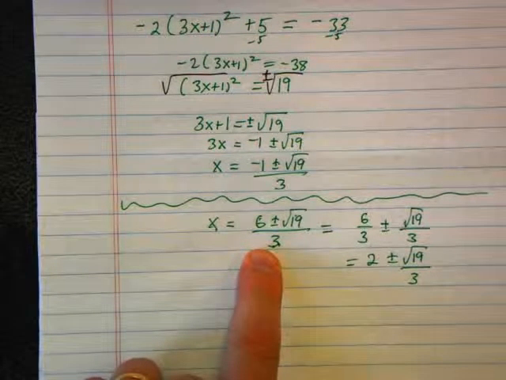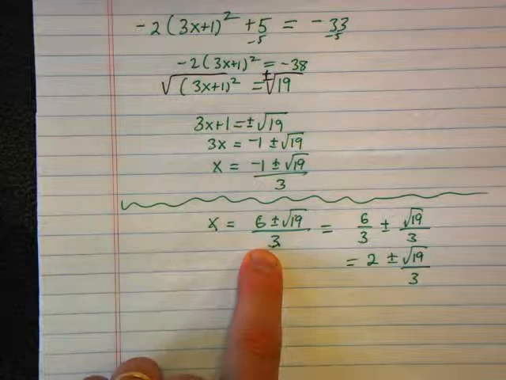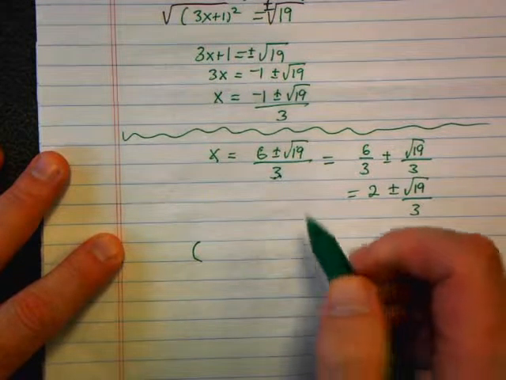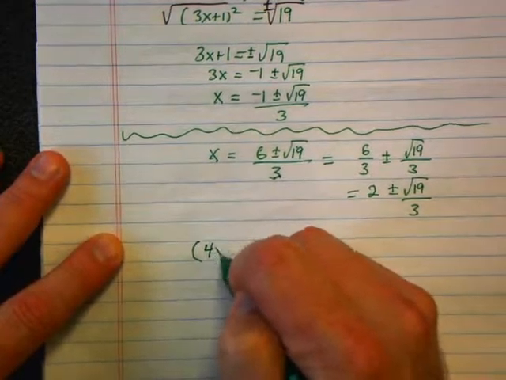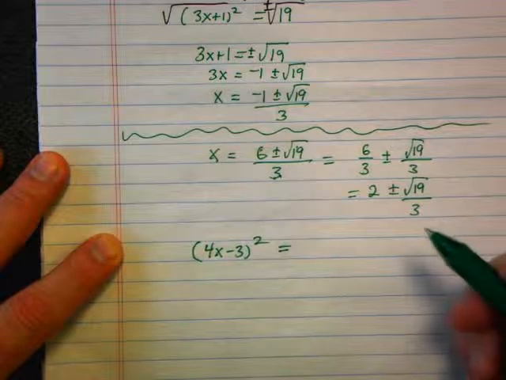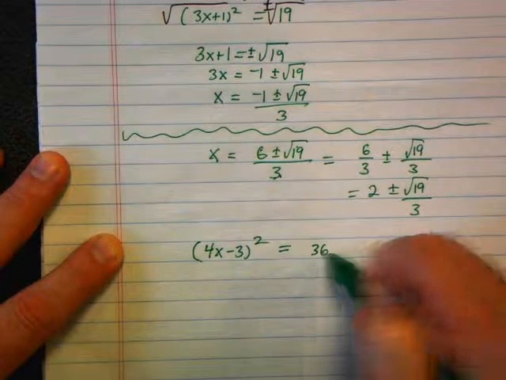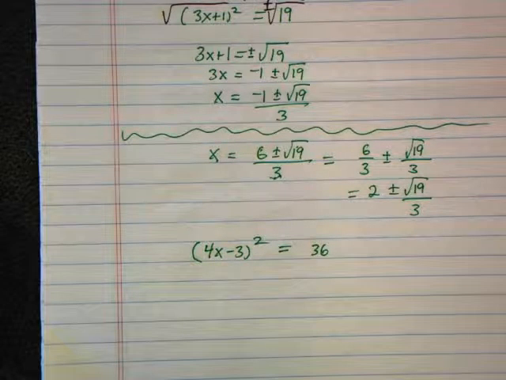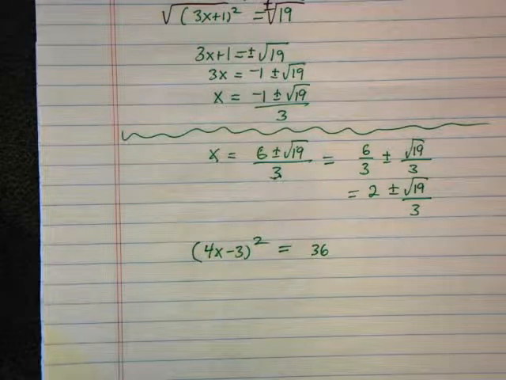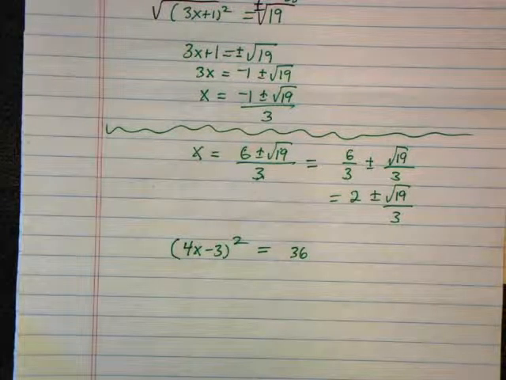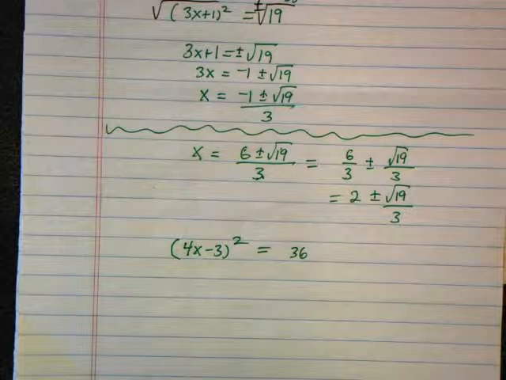All right, I want to do one last problem. And the last problem is this. 4x minus 3 squared equals 36. Sometimes the answers do come out nice, and this is a good example. You don't always get answers that have ugly square roots in them and ugly fractions in them. Sometimes your answers can come out nice. Why is this one going to come out nice? Because 36 is a perfect square.